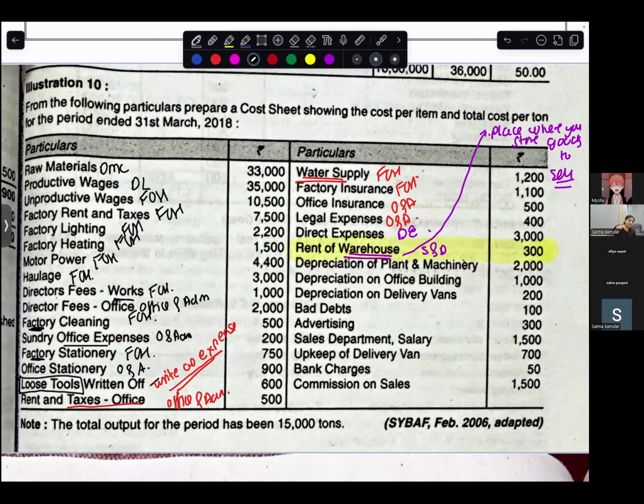Depreciation of plant and machinery. Yes, factory overheads. Office building, office and administration. Delivery vans, selling and distribution. Bad debts, selling and distribution. Is there anything mentioned? No, nothing. So a note is a must over here. Okay.